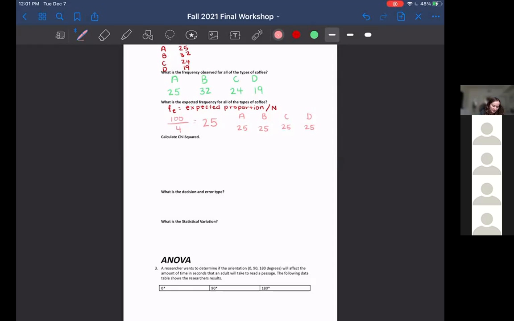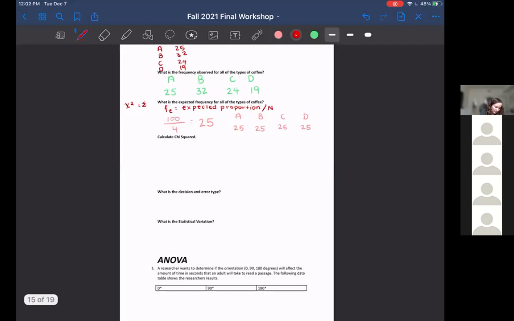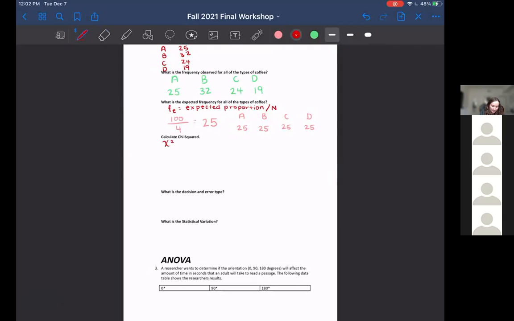Okay. So now we just need to calculate chi-squared itself. The equation for that would be chi-squared is equal to the sum of FO, which is the frequency observed, minus FE, which is the frequency expected, squared, divided by FE. Let me show you the way that I do it first. I don't really do it exactly that way because it doesn't make as much sense to me. The way that I do it is I write the equation out for every single one and then add it up. So I just take off the sum of. Let me show you what I mean.